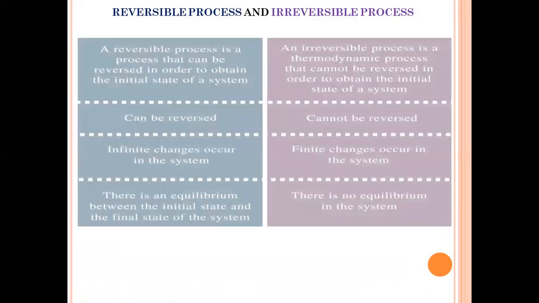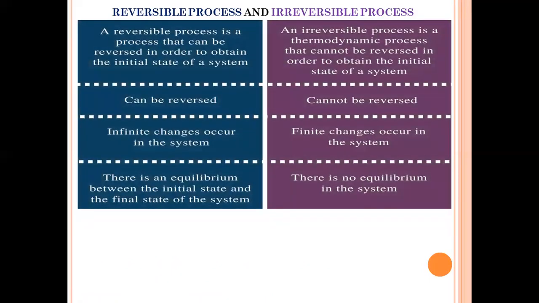Now let us discuss reversible process and irreversible process. A reversible process is a process that can be reversed in order to obtain the initial state of the system, whereas an irreversible process is a thermodynamic process that cannot be reversed in order to obtain the initial state of the system. Right? So this can be reversed and this cannot be reversed. This is the difference between reversible and irreversible process.